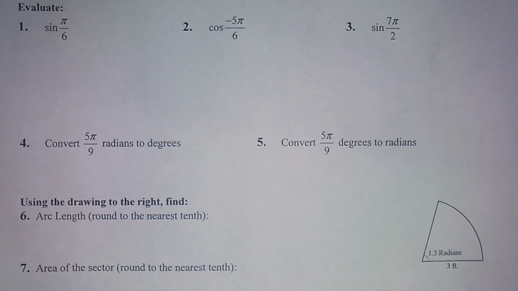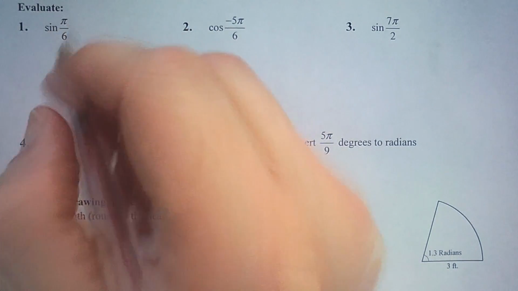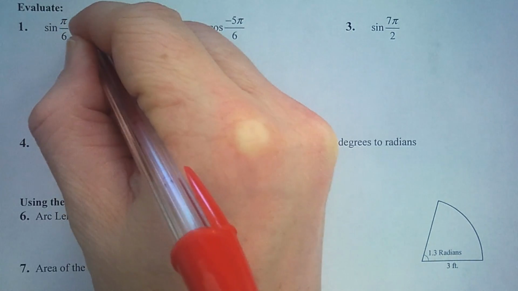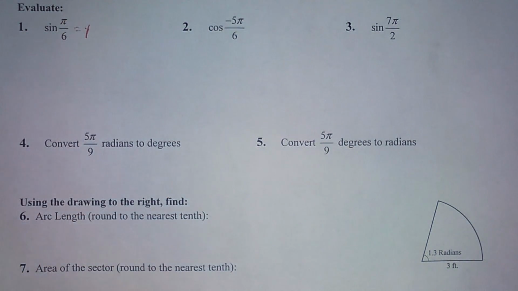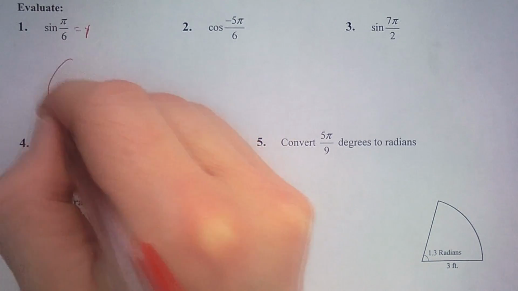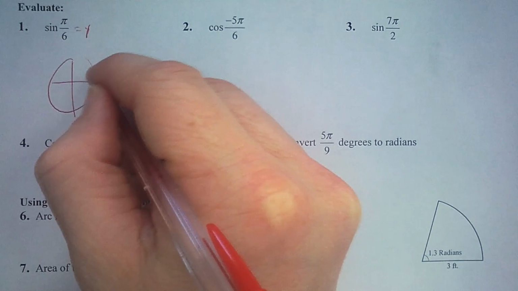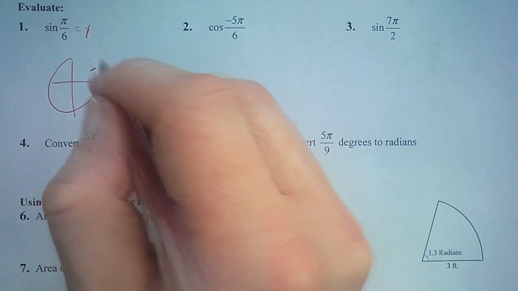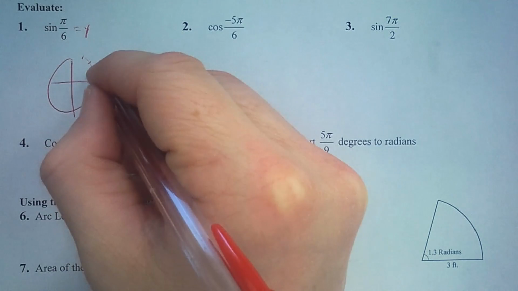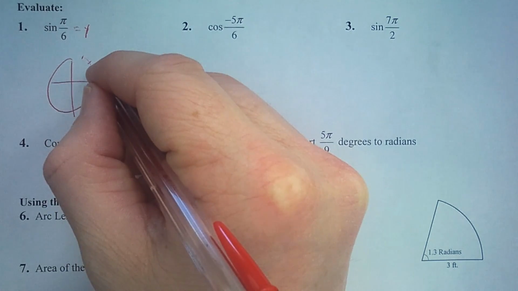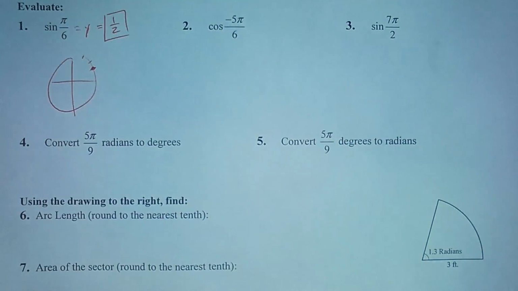Let's close this lesson with a little bit of review. So we've got sine pi over 6. Now sine, we have to remember, is a y value. And I want you to be able to picture this in your head, but for the purposes of this video, we'll draw a unit circle. Pi over 6 is right here. And the y value, that is the first position up. So we've got second and third position here. This is the first position up. And right here, the y value is 1/2.